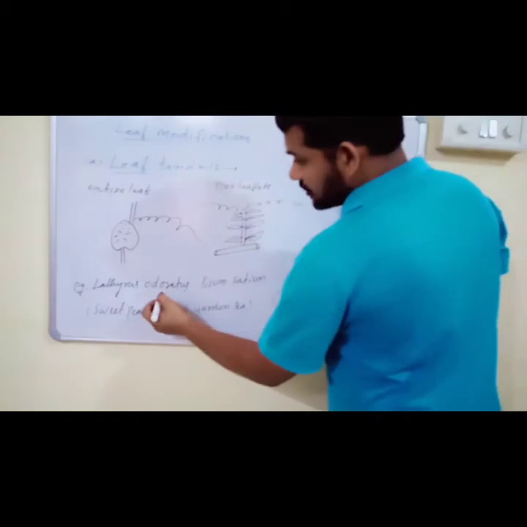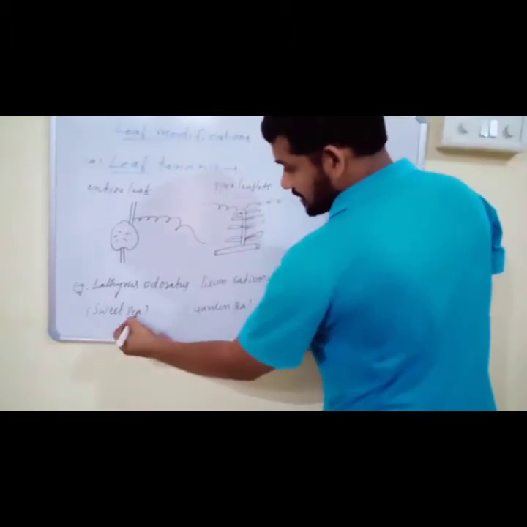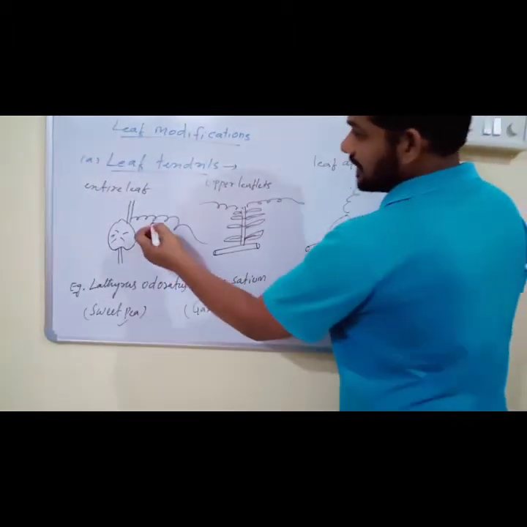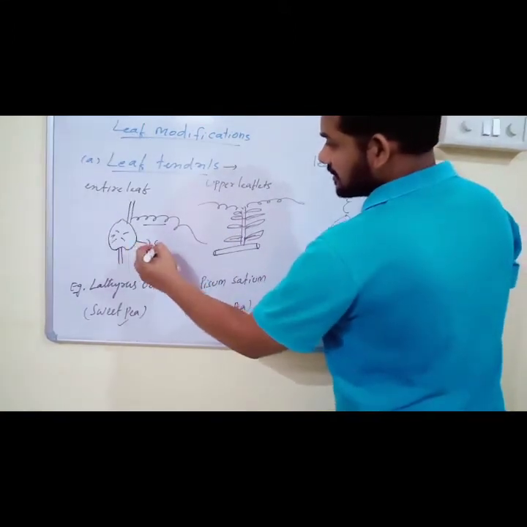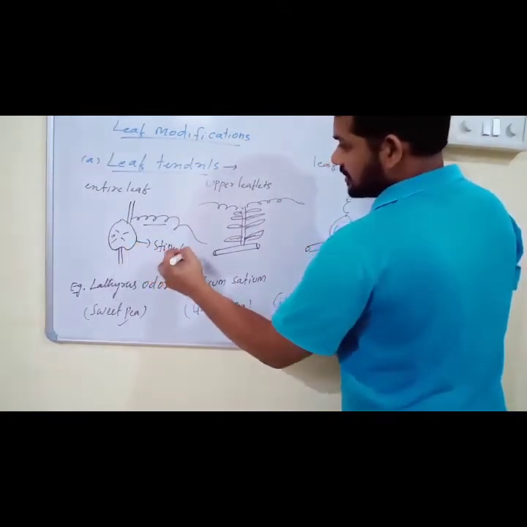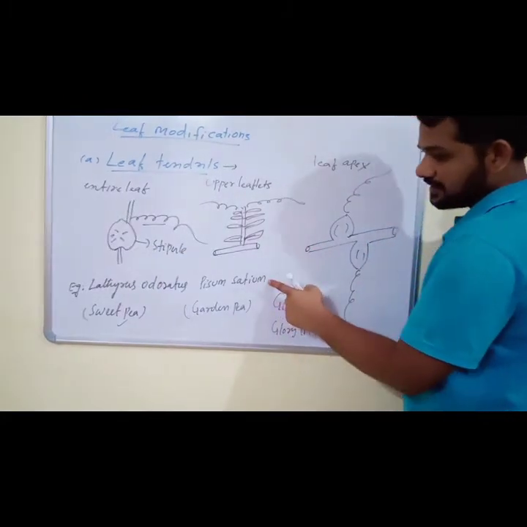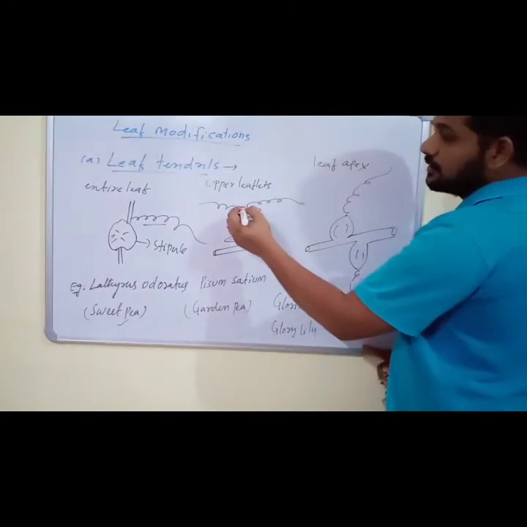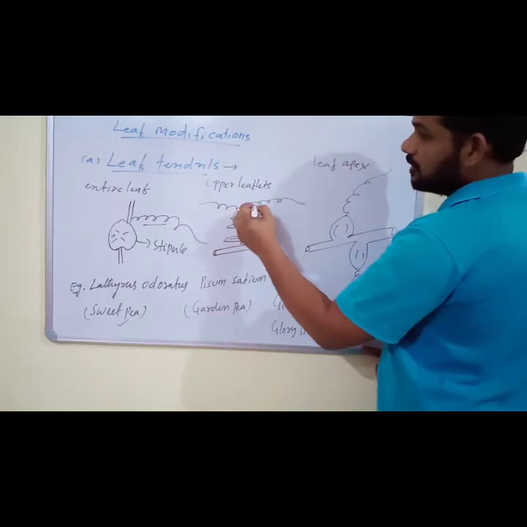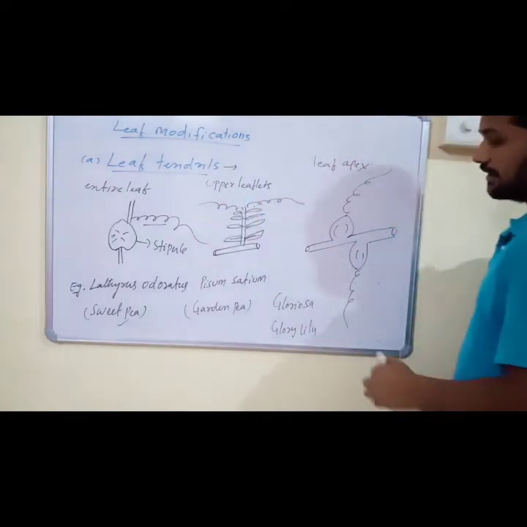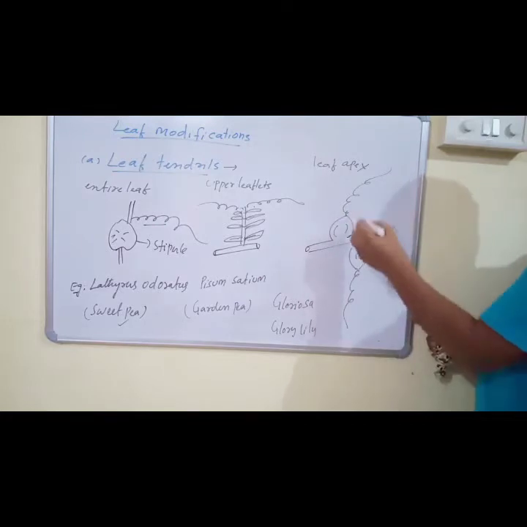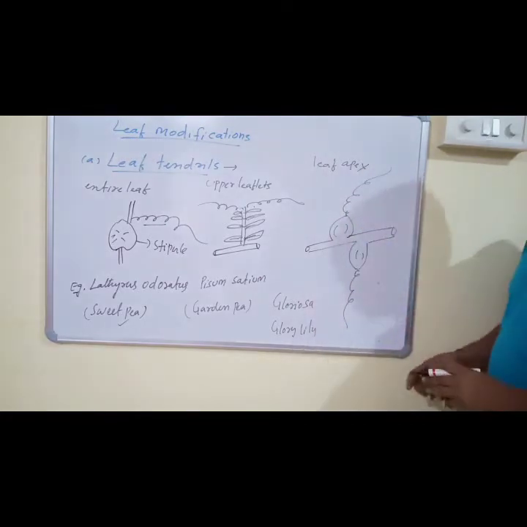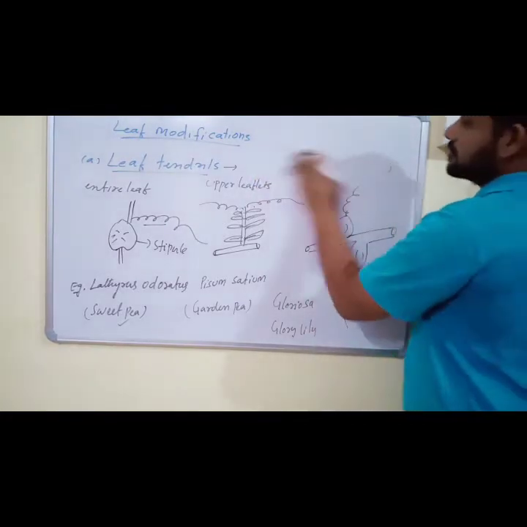Lathyrus odoratus is the scientific name of sweet pea. In it, the entire leaf is modified into tendril, and this leaf-like structure is the stipule. In the case of Pisum sativum or garden pea, the two upper leaflets are modified into tendril. In the case of Gloriosa or glory lily, the apex of the leaf is modified into tendril. This is the first modification.